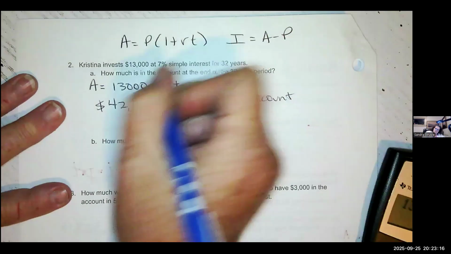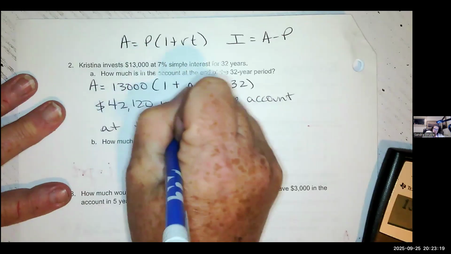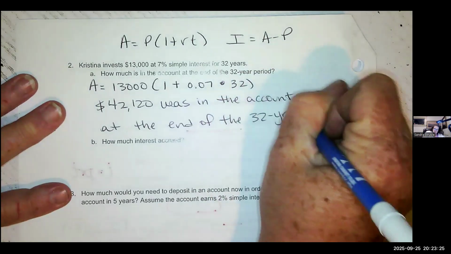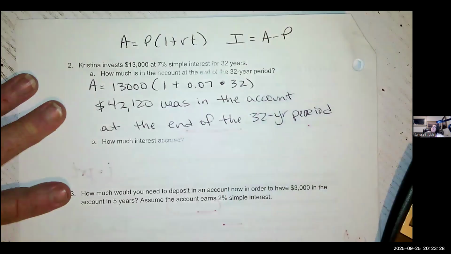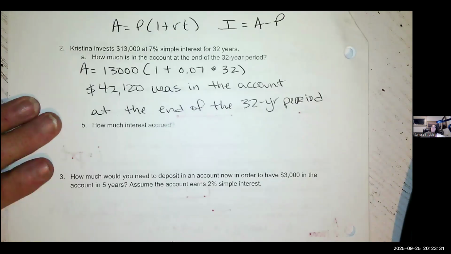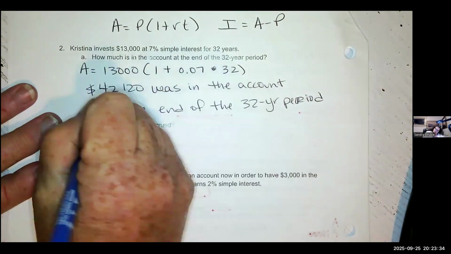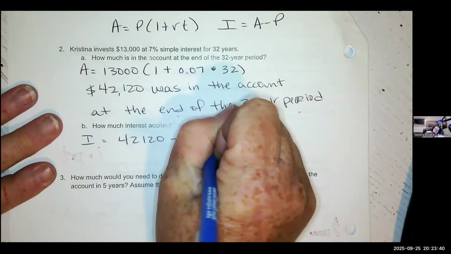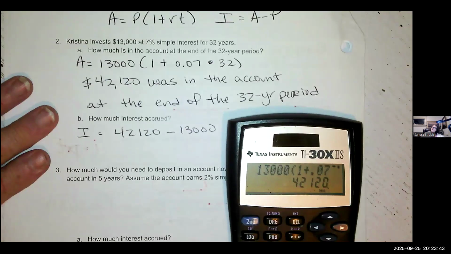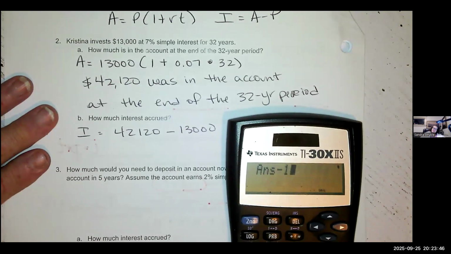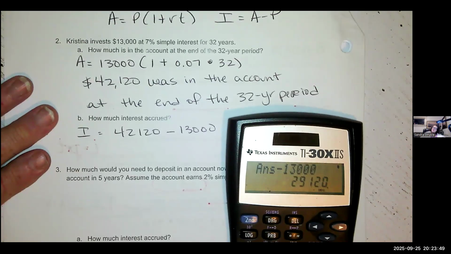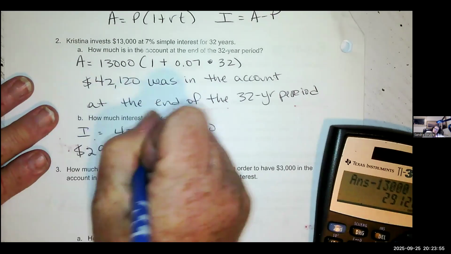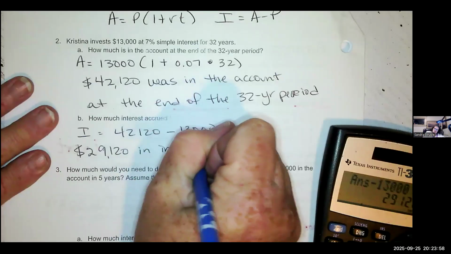At the end of the 32-year period. All right. Interest is just the ending amount, 42,120, minus the beginning amount, 13,000. So you've already got 42,120 in your calculator. Just subtract that 13,000 and you're done. Interest that accrued is 29,120 in interest accrued.